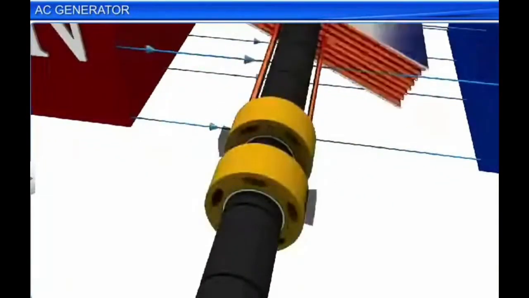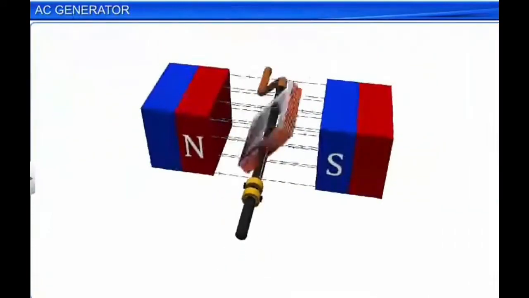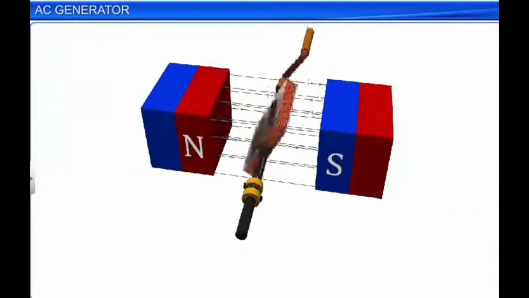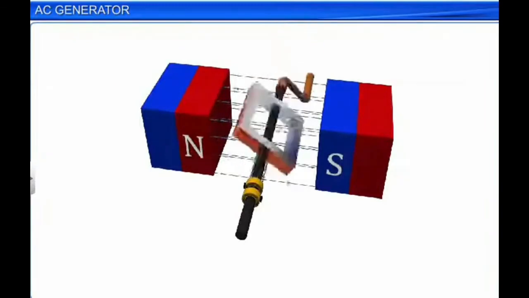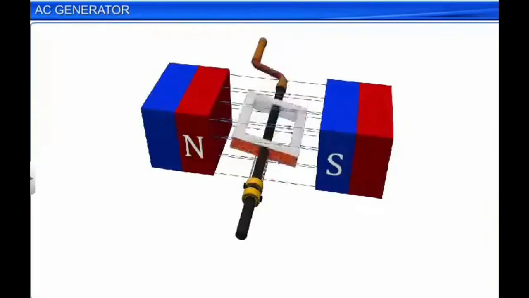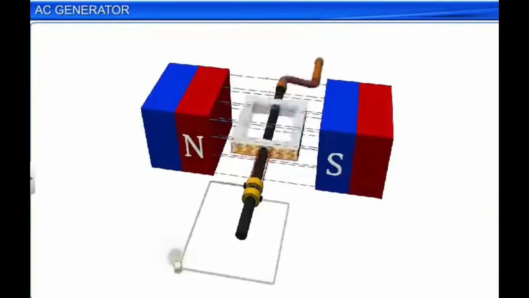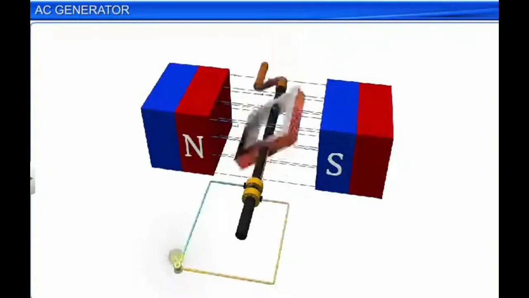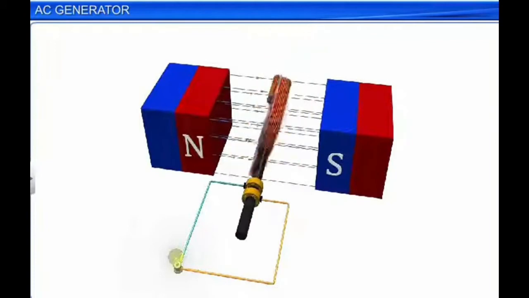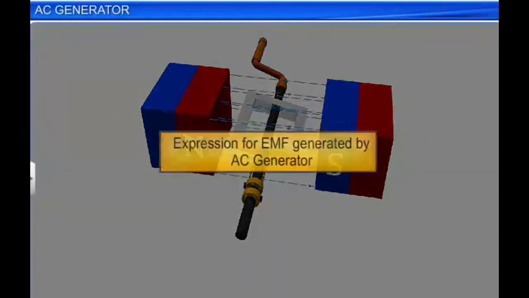By the principle of electromagnetic induction, when the coil rotates in a magnetic field, an EMF and hence a current will be induced in it. This induced current will flow through the external circuit through the brush and the slip rings. Here the brush and slip rings, they act as the terminals. Now we will obtain the expression for EMF generated by an AC generator.